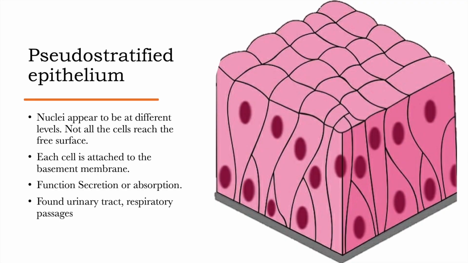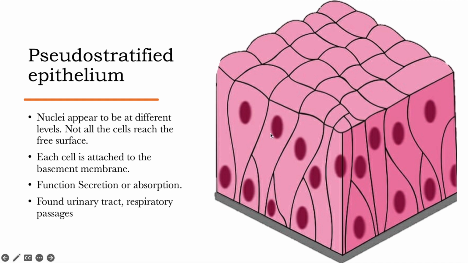The pseudostratified epithelium. Let's talk about those. Now, the word pseudo means false. So when you hear pseudostratified, it means they appear stratified, but they are not actually stratified. So this is a simple epithelium, since all cells in this epithelium rest on the basement membrane. If all cells were not resting on the basement membrane, then it would be stratified.